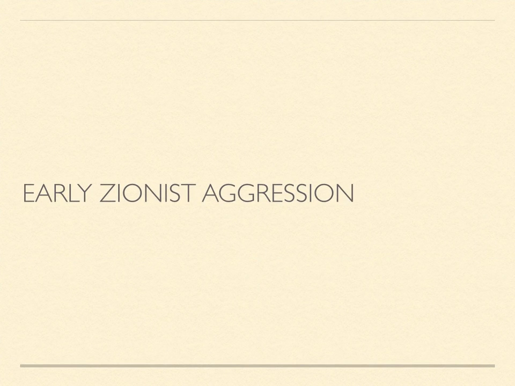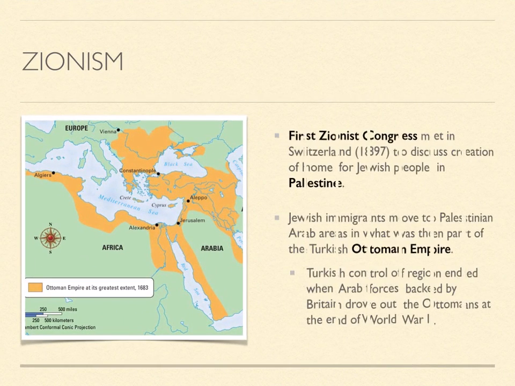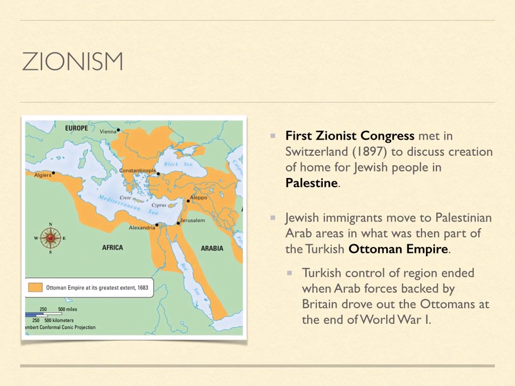Early Zionist aggression. Zionism. The first Zionist Congress met in Switzerland in 1897. These were Jewish leaders who met to discuss the creation of a home for the Jewish people in Palestine. Of course, there were already people living in Palestine, and that was the Palestinian Arabs.